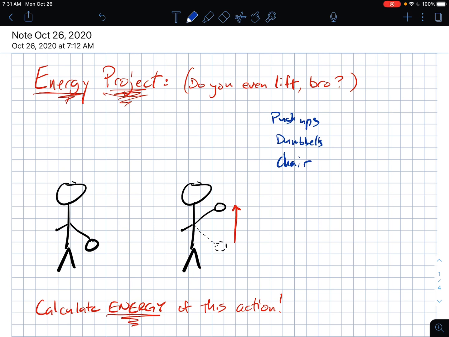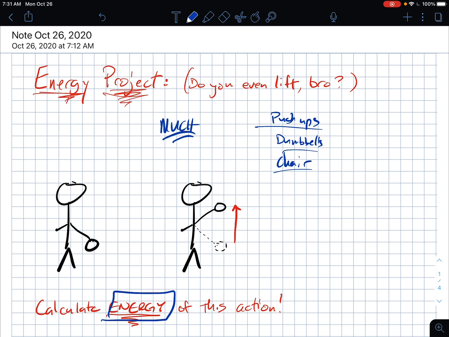I don't really care what you actually lift, but you're going to pick up some object. It could be yourself or it could be something else, and you're going to lift it. And what we're going to do with this is calculate the amount of energy that you burn by doing this. So I want you to do as much as you can, all right? As much as you can.